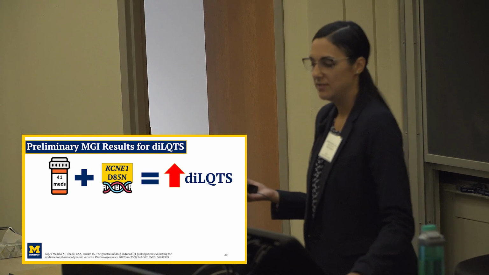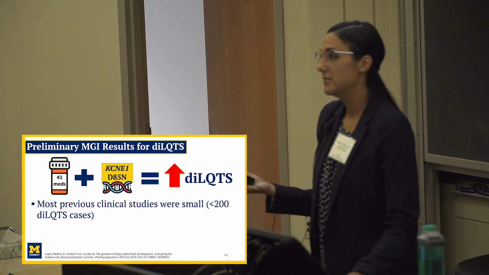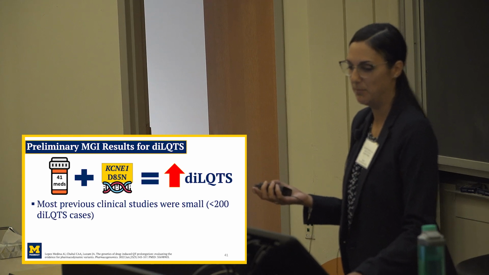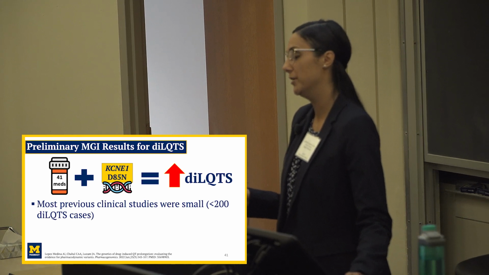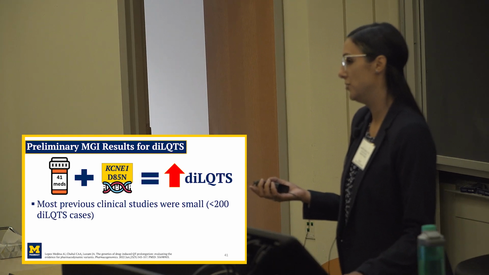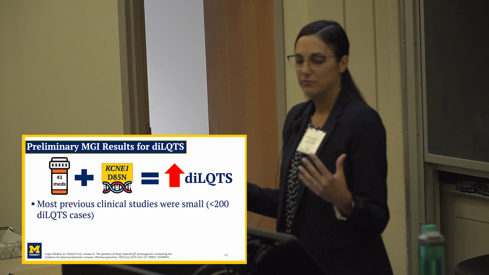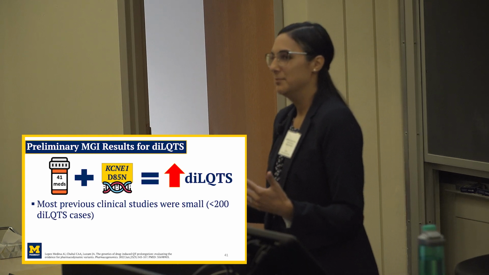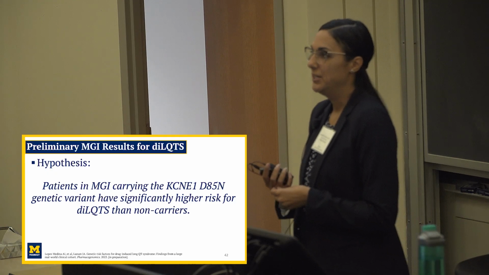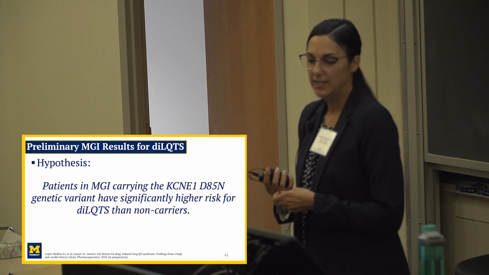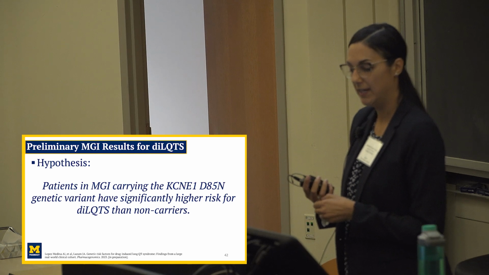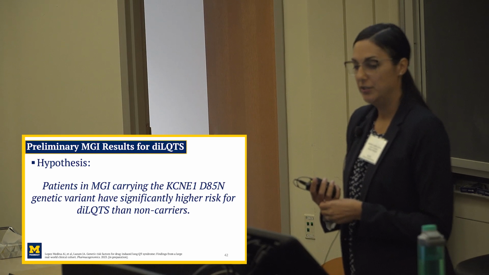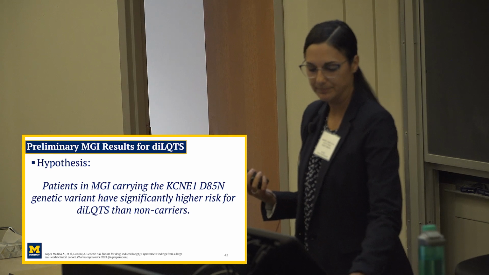So we're not the first to study this. There have been several previous clinical studies testing this association, but most of them were very small, with less than 200 cases of drug-induced long QT syndrome. So we're really fortunate to have this large resource and to study this in a larger cohort, because we can't make any clinical recommendations. This is not very definitive until we test this in a large cohort. So our hypothesis was that patients in MGI carrying the KCNE1 D85N genetic variant have significantly higher risk for drug-induced long QT syndrome than non-carriers.